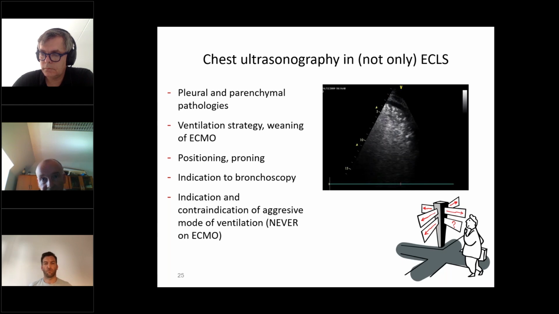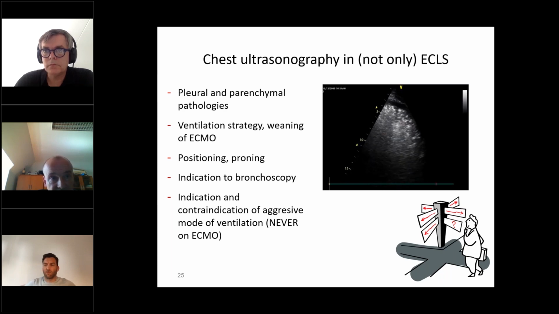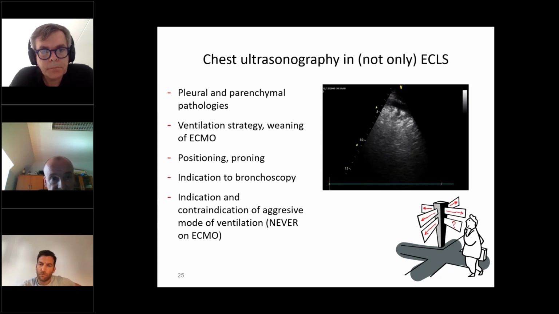Chest ultrasonography goes hand in hand with echocardiography. It's not only about pleural pathologies, but also about the parenchyma. You decide on ventilation strategy and weaning, positioning, and proning. You can indicate bronchoscopy based on your clinical assessment and ultrasound, and decide on a less or more aggressive mode of ventilation. We never aggressively ventilate whilst on ECMO.